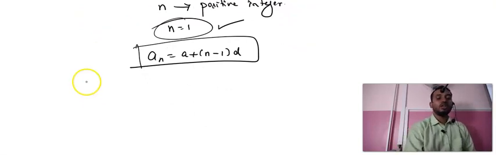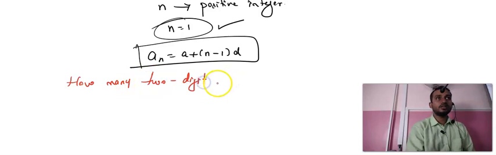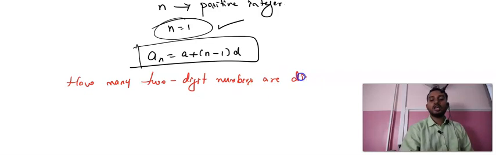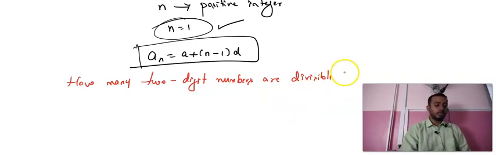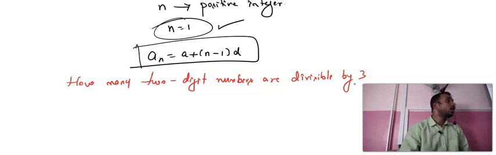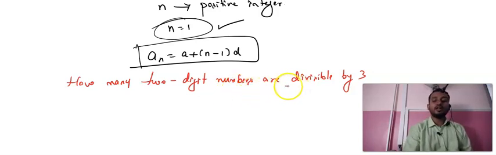Please make a note. The question can be asked for you like this. How many 2-digit numbers are divisible by 3, 5, 7, any number they can give you. How many 2-digit numbers are divisible by 3? Are you getting? Sometimes instead of divisible, they can give you multiple.